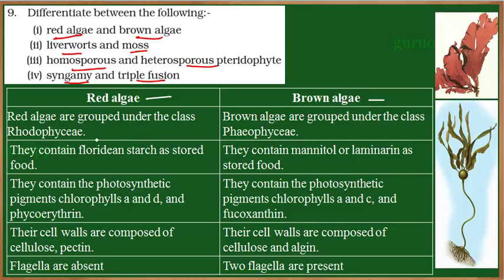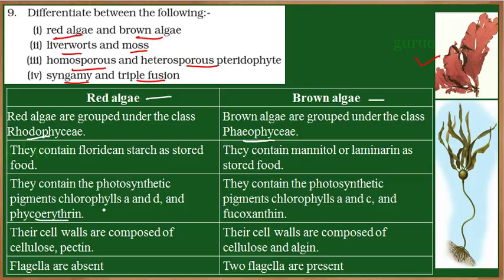Now this red algae is grouped under the class Rhodophyceae and brown algae are grouped under the class Phaeophyceae. Now this classification is done based on the pigments which are present. Rhodophyceae contains red pigments and Phaeophyceae contains brown pigments. So they are grouped under two different classes. The red pigment present in red algae is phycoerythrin. So to appear red in color, red algae have a majority of the red pigment called phycoerythrin.